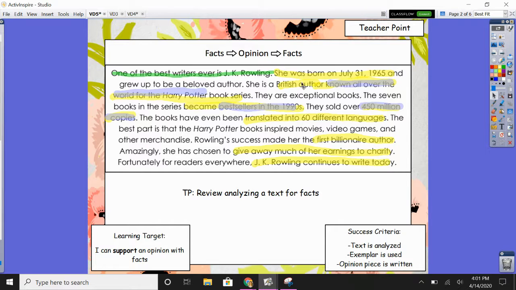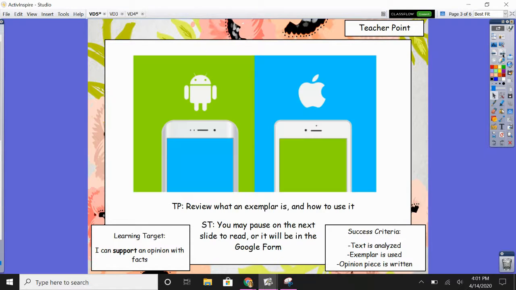We couldn't use all the facts that we had found when we first analyzed. We had to really think about which facts are going to support that idea. And we highlighted those in purple. We made sure it all connected. So you're going to do something similar today. I'm going to show you a really great example that's an exemplar. Remember, we use exemplars to think about how we are going to write, the best way that we need to write to make sure we get all of our points.